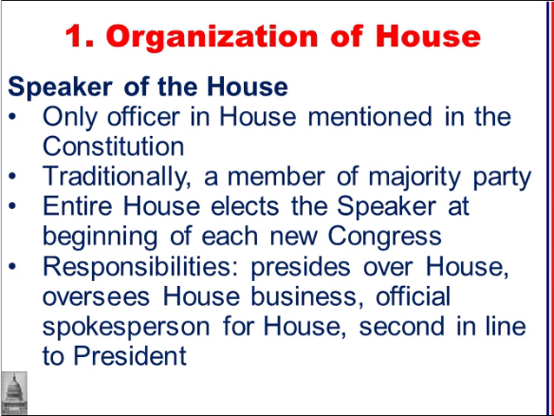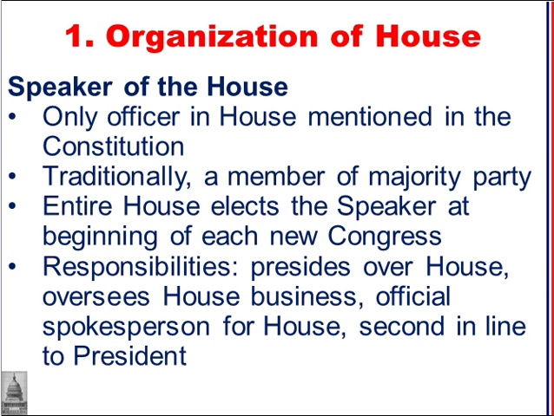The Speaker has usually served in the House for a long time and in other leadership positions, which are seen as an apprenticeship to becoming Speaker. So the responsibilities of the Speaker include presiding over the House, overseeing the business of the House, being the official spokesperson for the House, and after the Vice President, being next in line to the presidency. That's why it says second in line to the President, because the Vice President would be first in line.